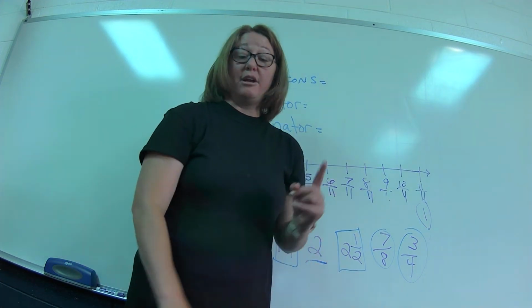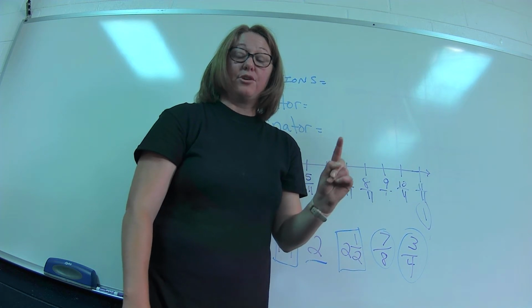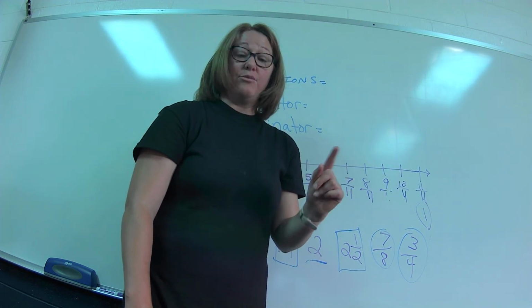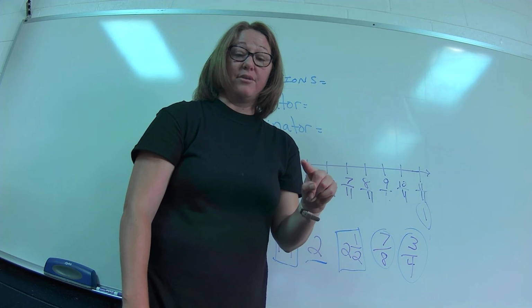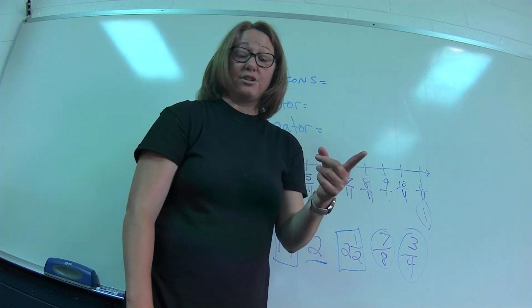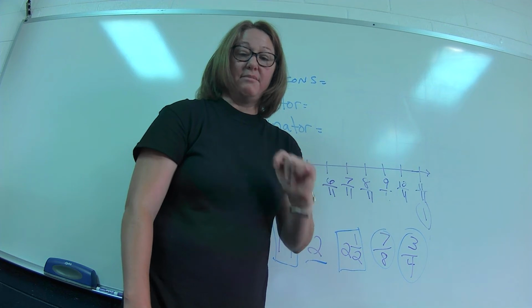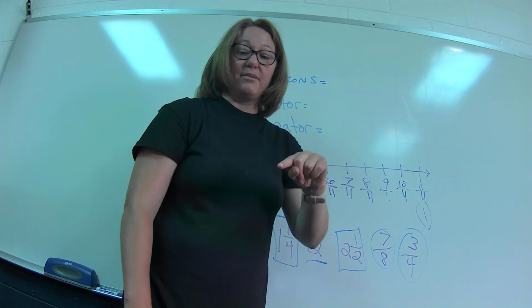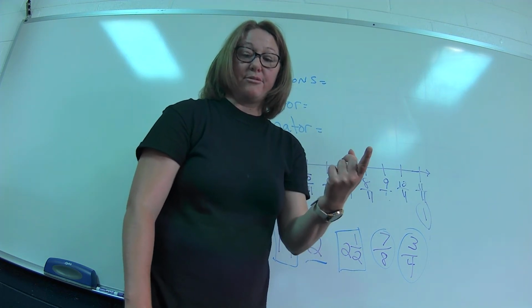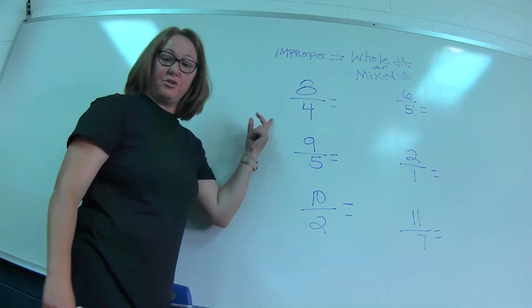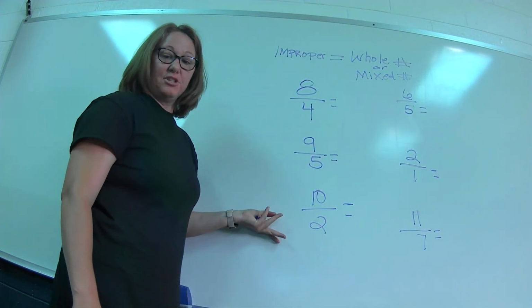Today we're going to get into improper fractions, and we're going to get into changing improper fractions to mixed numbers. And then we're going to do it backwards, take a mixed number and make it into an improper fraction. So first we're going to take the improper fractions and solve them into mixed numbers. Then we're going to take the mixed number and turn it back into the improper fraction. Alright, so as you can see, I wrote some improper fractions on the board.